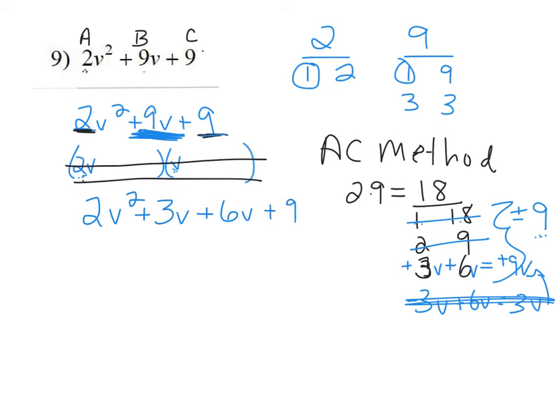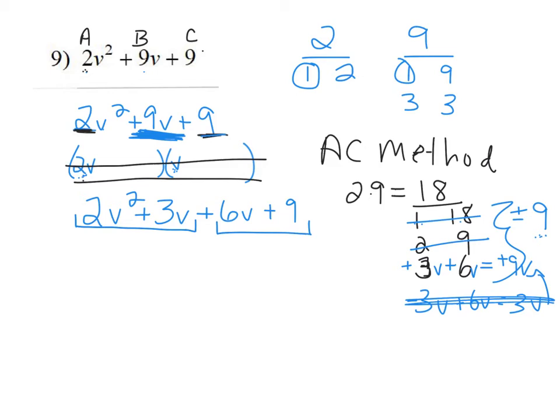So I have expanded the middle term. If I simplified this, I would get back to 9v. I haven't changed the value of the expression. All I've changed is just to make it a little bit easier to work with. All right, next what we're going to do is called factoring by grouping. Basically, you're going to figure out what the first two terms have in common and what the last two terms have in common.